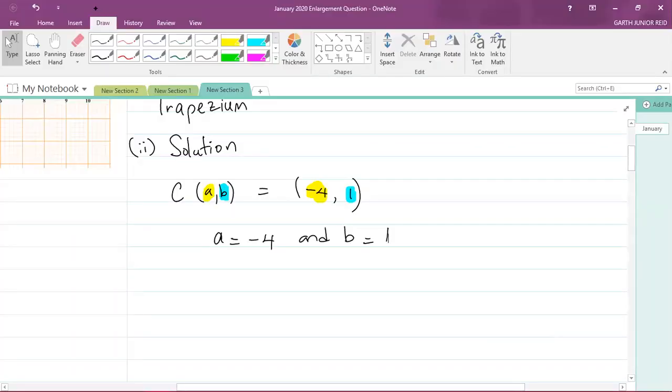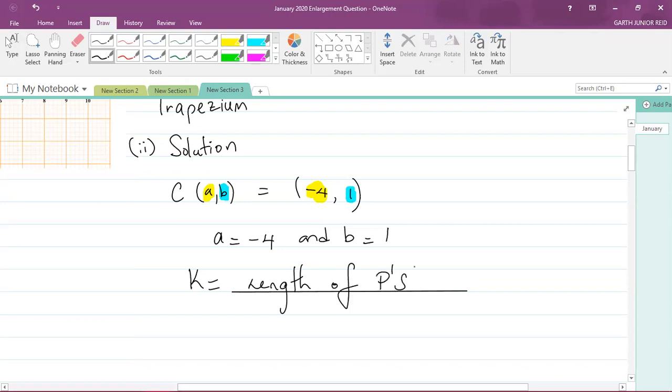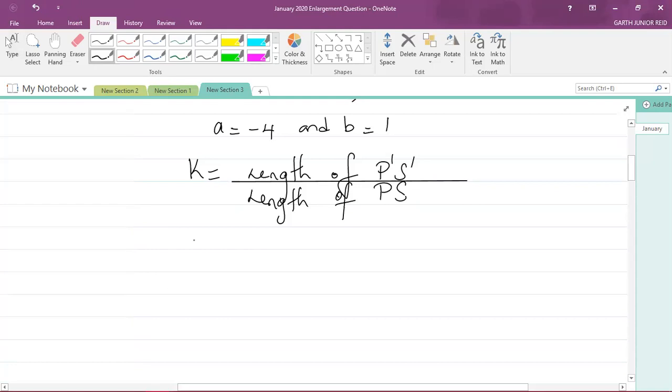All right, so you should be seeing my screen again. So the value of K is going to be equal to the length of the side P prime S prime divided by the length of the side PS. Okay, good. So K is equal to, we have just stated that the length of the side P prime S prime is 6, and we're dividing that by the length of the side PS, which is 2 units. So 6 divided by 2 is a positive 3. Yeah, positive 3 there. Good.